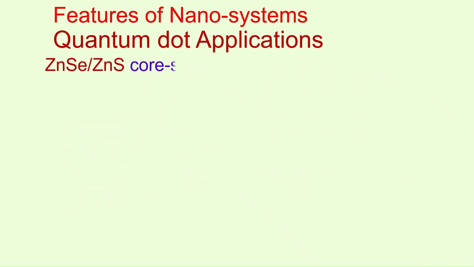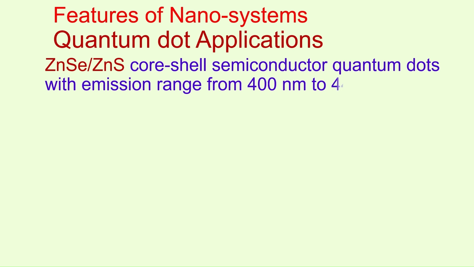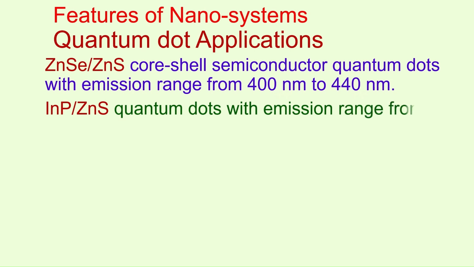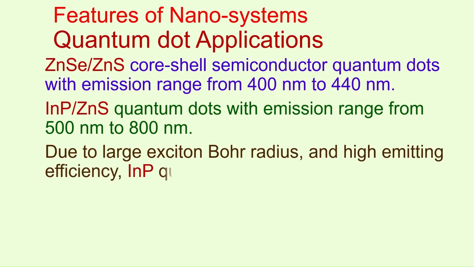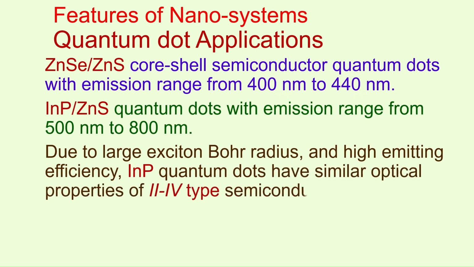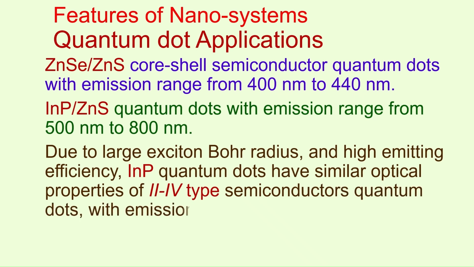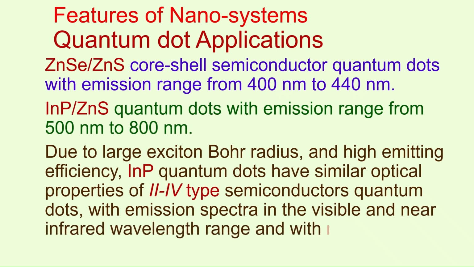Zinc selenide, zinc sulfide, ZnSe/ZnS core shell semiconductor quantum dots have an emission range from 400 nanometers to 440 nanometers. Indium phosphide, zinc sulfide, InP/ZnS quantum dots have an emission range from 500 nanometers to 800 nanometers. Due to large exciton Bohr radius and high emitting efficiency, indium phosphide quantum dots have similar optical properties to II-VI type semiconductor quantum dots, with emission spectra in the visible and near-infrared wavelength range, and with reduced toxicity.